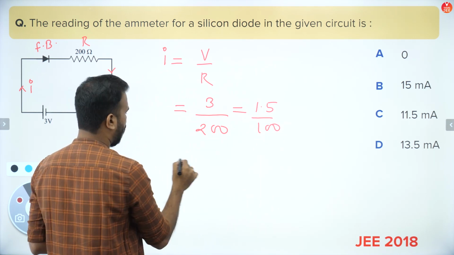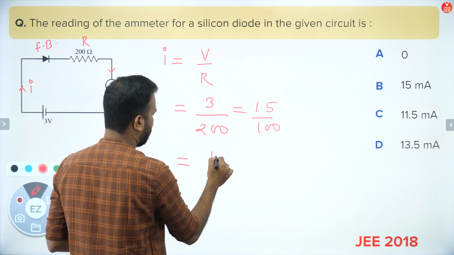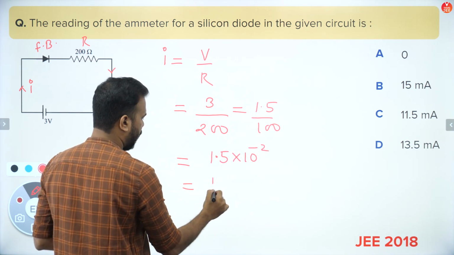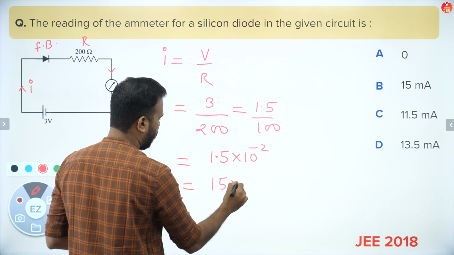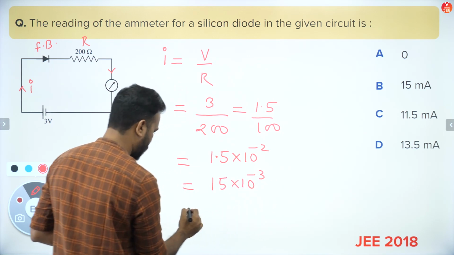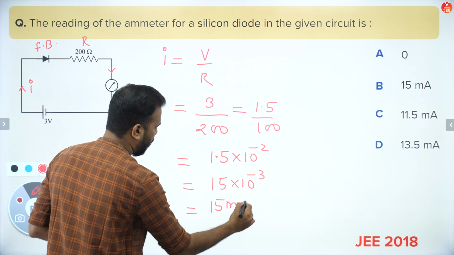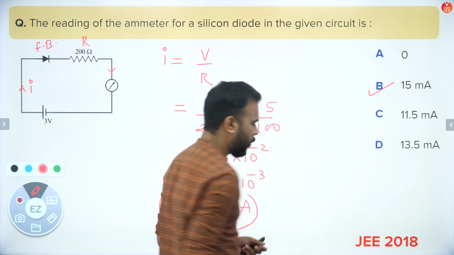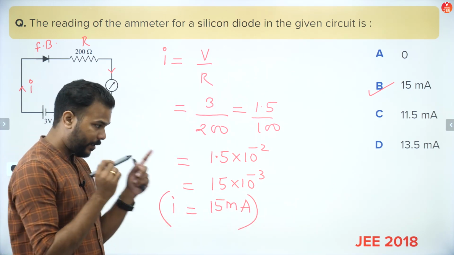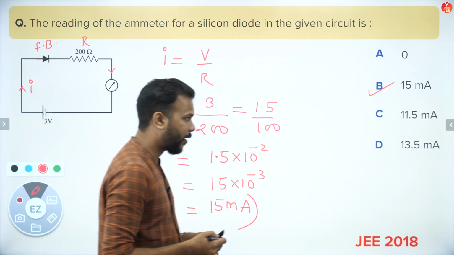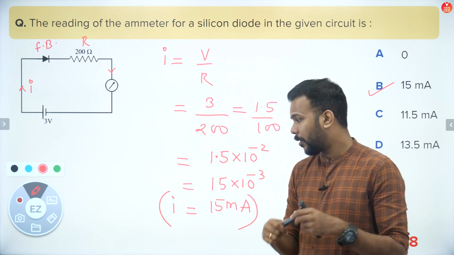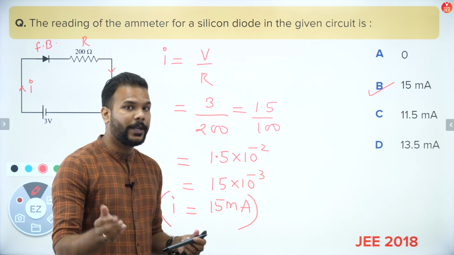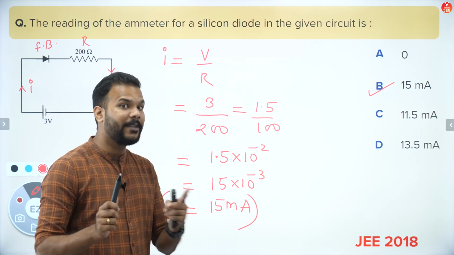But as you can see, all the options are in milliampere, so I can say it is 1.5 into 10 to the power minus 2. Converting it into milliamperes, this is 15 into 10 to the power minus 3, or simply 15 milliamperes. Yes, that's the answer to this question, which is option B, a question which came in a previous year. That is the reason I've taken this question here. I know it's a very, very simple question, but just to show you guys that the questions still coming in JEE from this chapter are very, very simple.